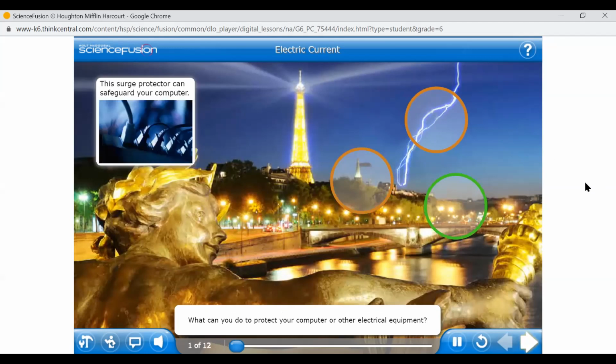What can you do to protect your computer or other electrical equipment? A surge protector helps protect electrical appliances from damaging electronic surges. Here's how a surge protector works. When there is a power surge, material inside the surge protector draws excess current away from the main line and away from the appliances plugged into that line. Using one of these handy devices protects the electrical appliances in your home and keeps your computer up and running.